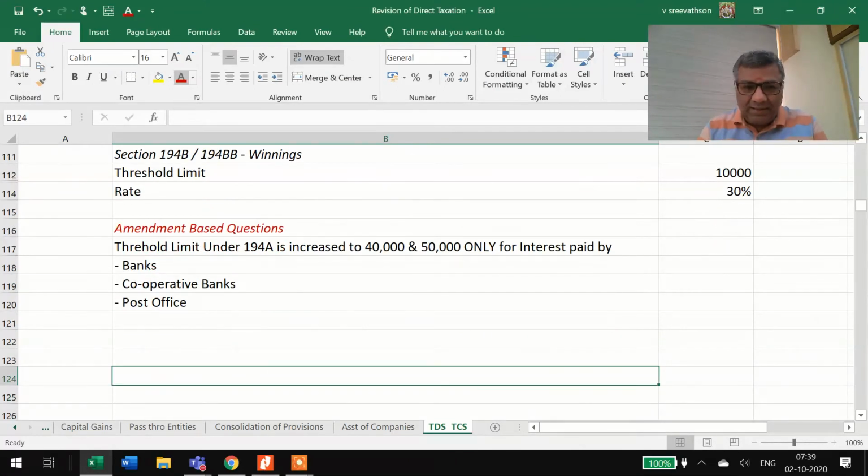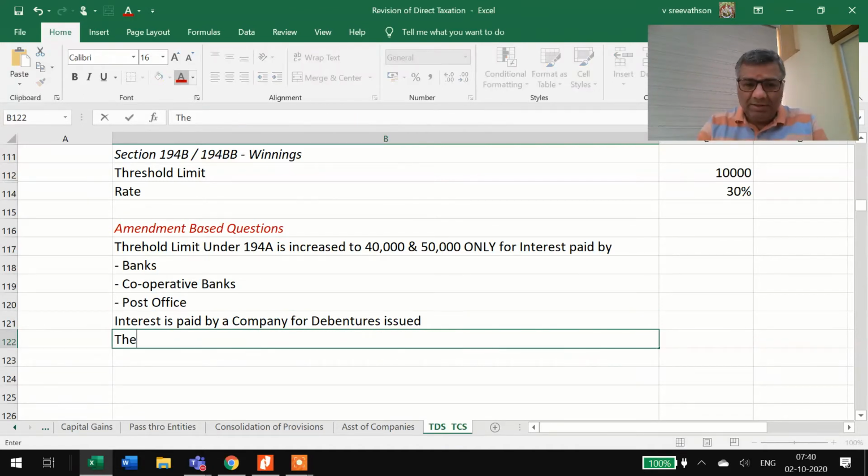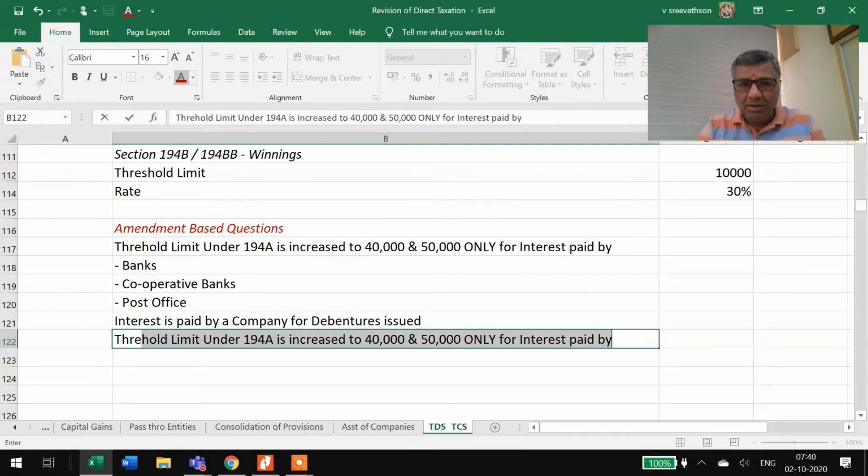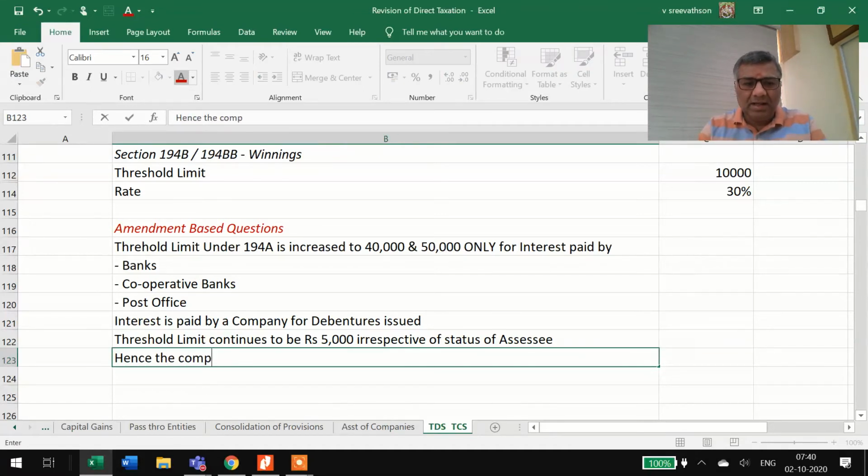So in this question, interest is paid by a company for debentures issued. The threshold limit continues to be rupees 5,000 irrespective of the status of the assessee. Hence, the company is liable to deduct tax at 10%.